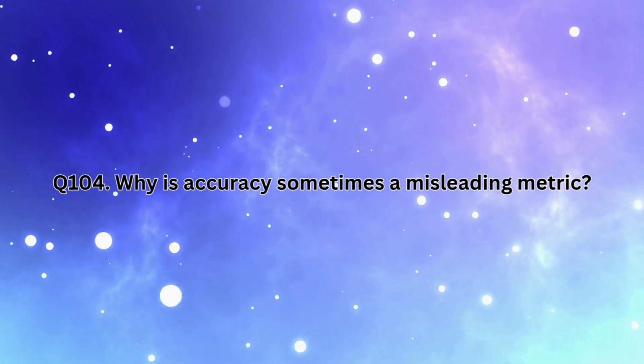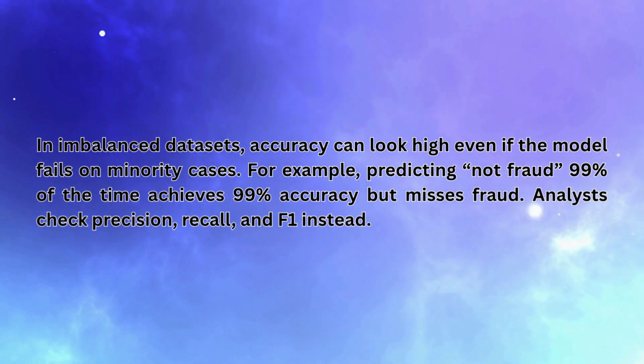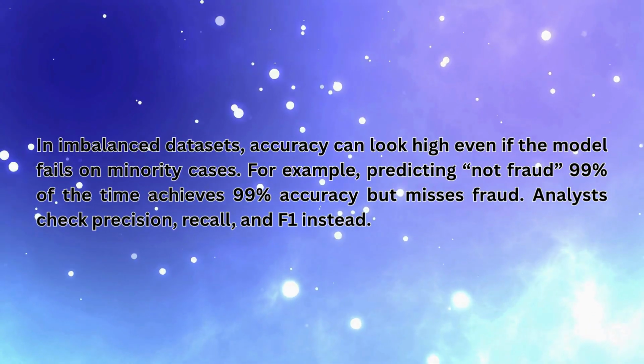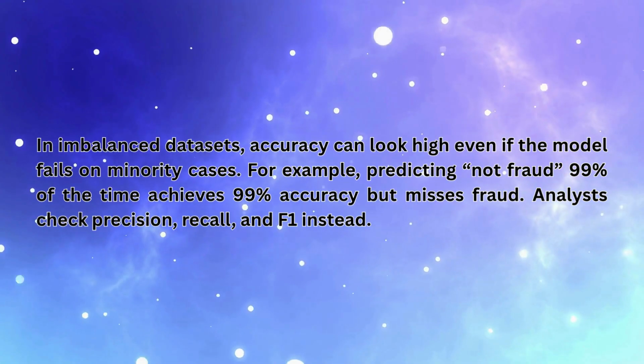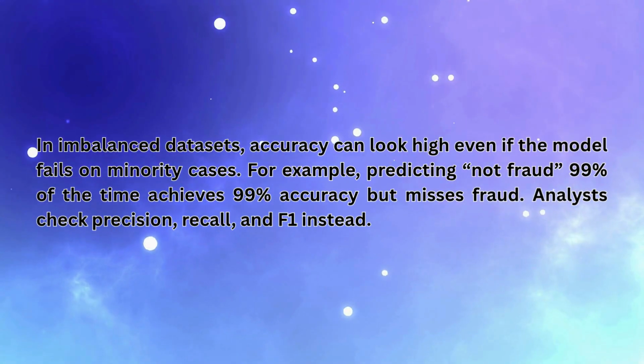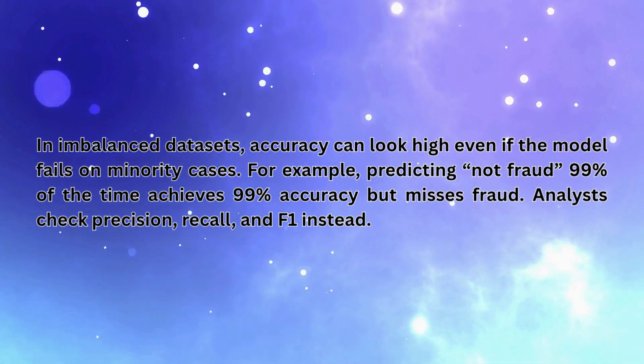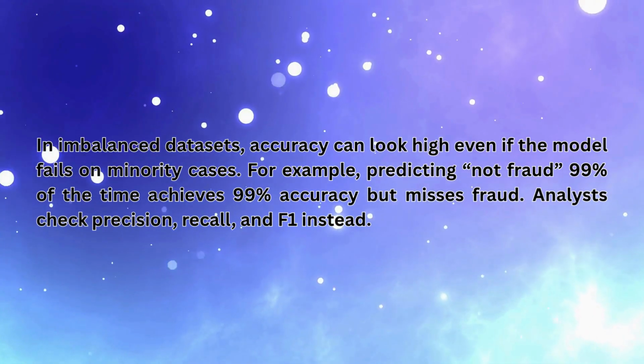Why is accuracy sometimes a misleading metric? In imbalanced datasets, accuracy can look high even if the model fails on minority cases. For example, predicting not fraud 99% of the time achieves 99% accuracy but misses fraud. Analysts check precision, recall, and F1 instead.